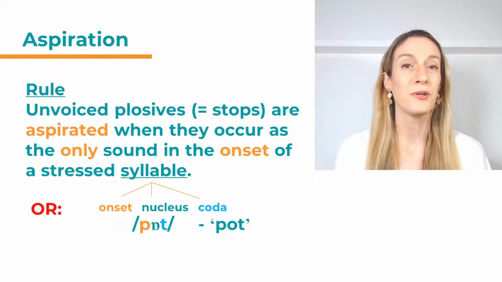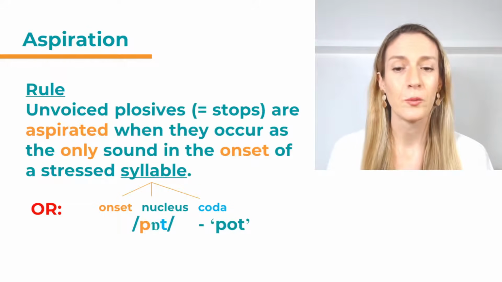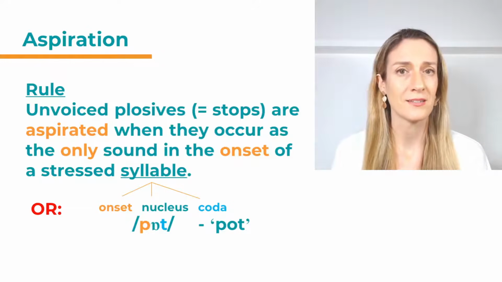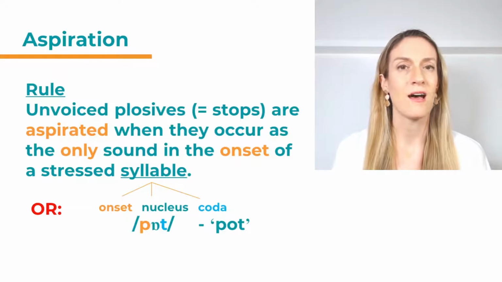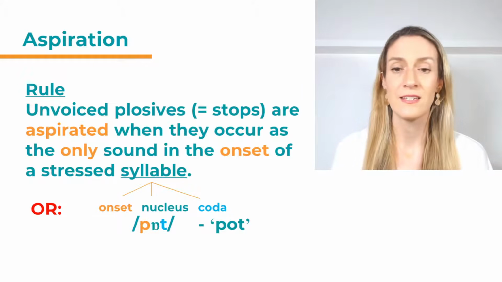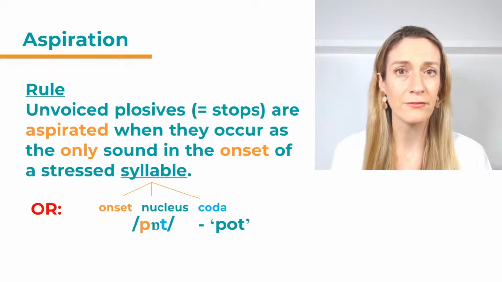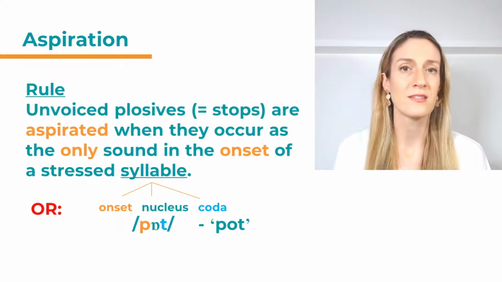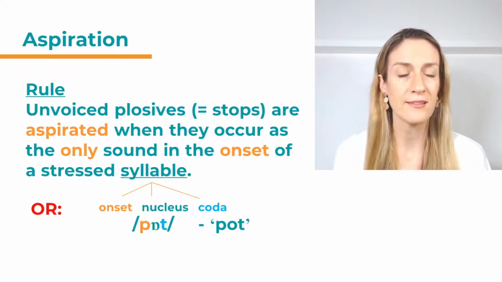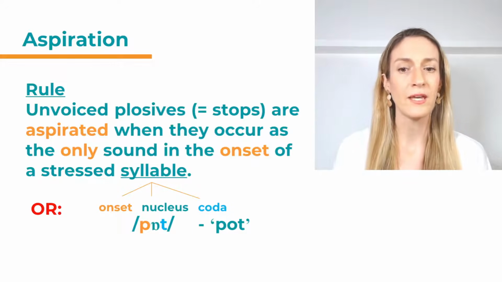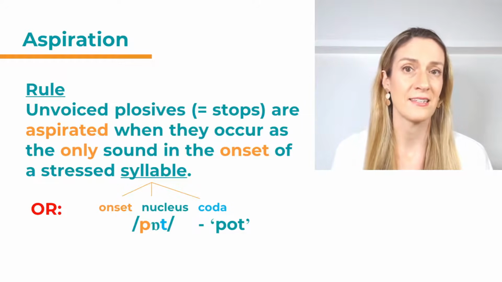Now, let me give you another example here. We have the word pot. P is our onset. Again, this is the only consonant sound we have. Then we have A, this is the vowel forming the nucleus of the syllable. And we have T at the end this time.